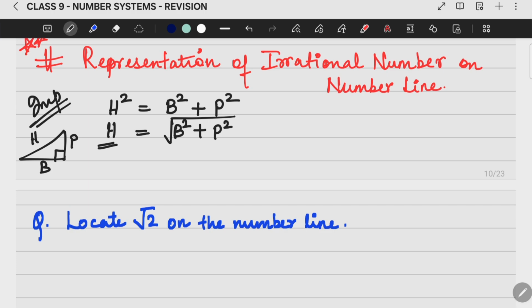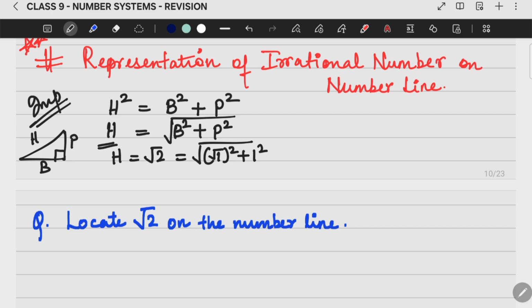Okay, suppose you have to have h equal to, say, root 2. How will you get root 2? If you substitute your base as square root of 1, the square root of 1 the whole square plus 1 the whole square, this will be nothing but square root of 1 plus 1, which is square root of 2.